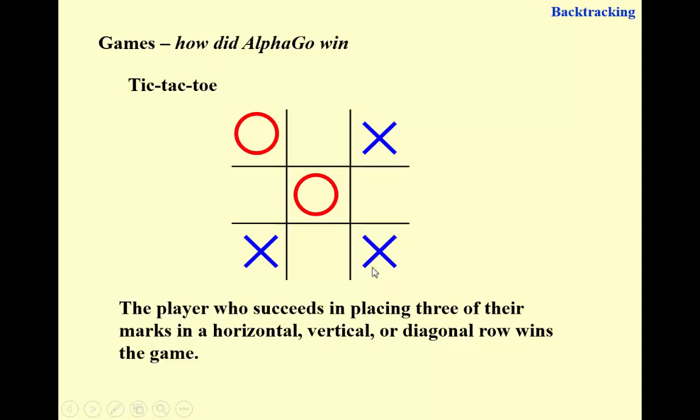Well, what if the computer places a cross here? It's hopeless for the human, right? No matter where you put this nought, the computer can place X here. So that wins the game.